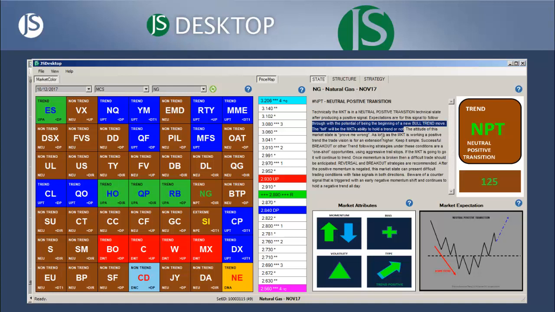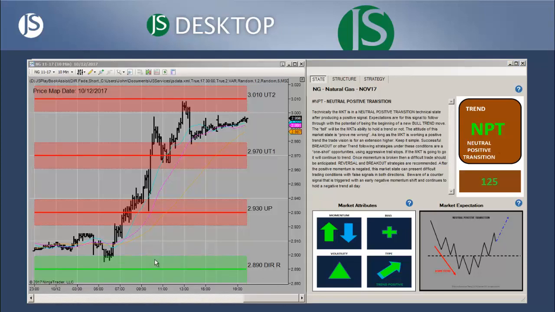As long as the market is working positive structure, the trade vision is an extension higher. That's your story and you're sticking to it. As long as it's building higher move lows, higher move highs, you're rolling with it, anticipating this market's going to transition positive. Once the momentum's broken, a difficult trade should be anticipated. So if this market can't hold this structure, the expectation is it's going to fall back into more of a neutral posture. And here's the natural gas.